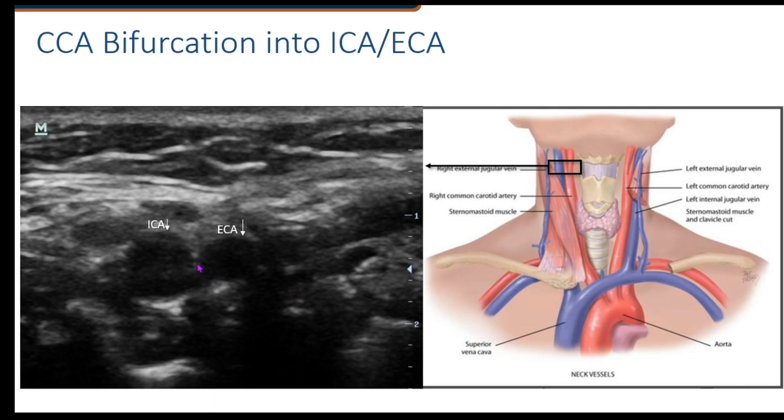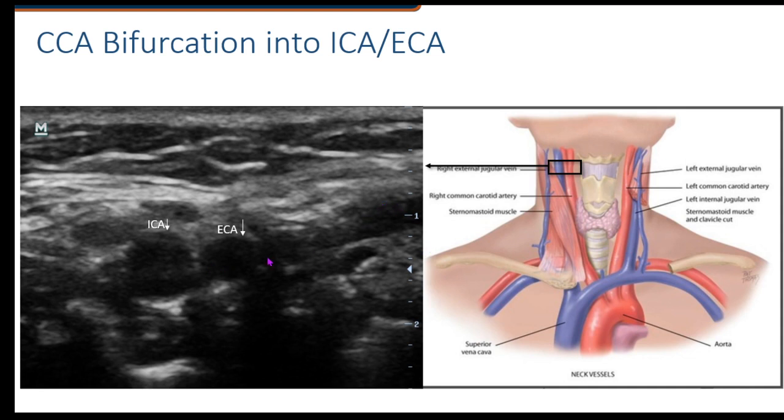Now, typically, the ICA will taper more gradually than the ECA, so typically your ICA, right at the very beginning of these two vessels, tends to be larger than the ECA. Also, the ECA tends to be more medially placed.